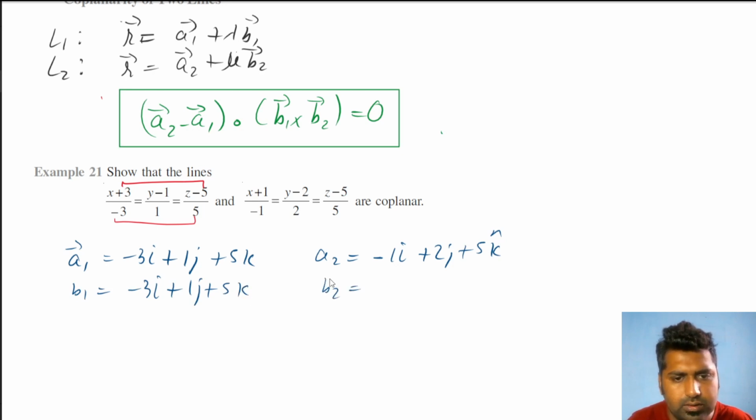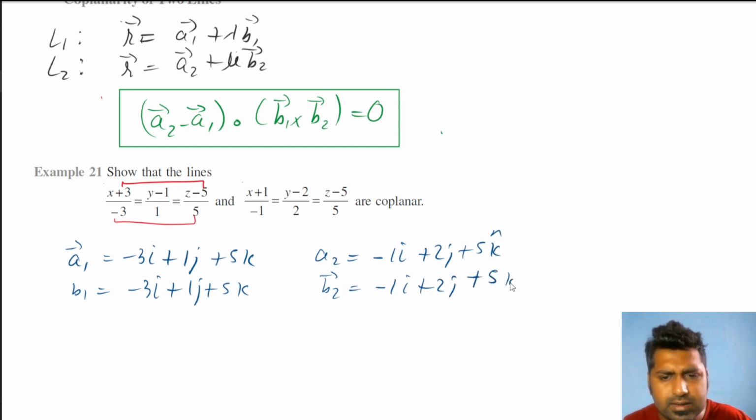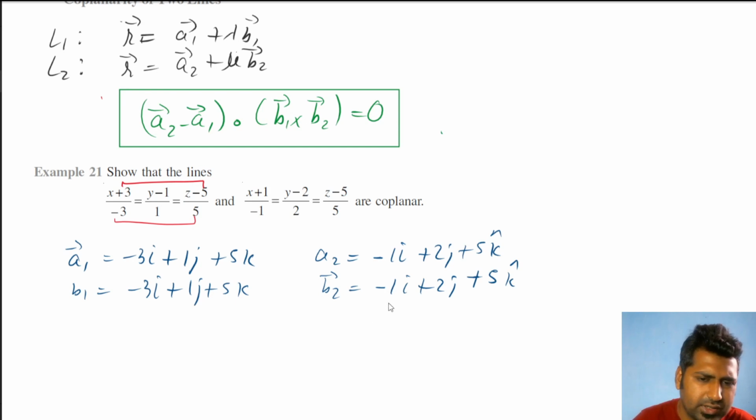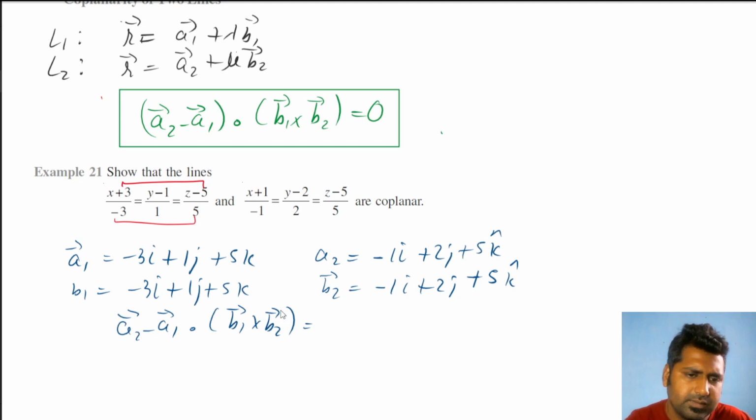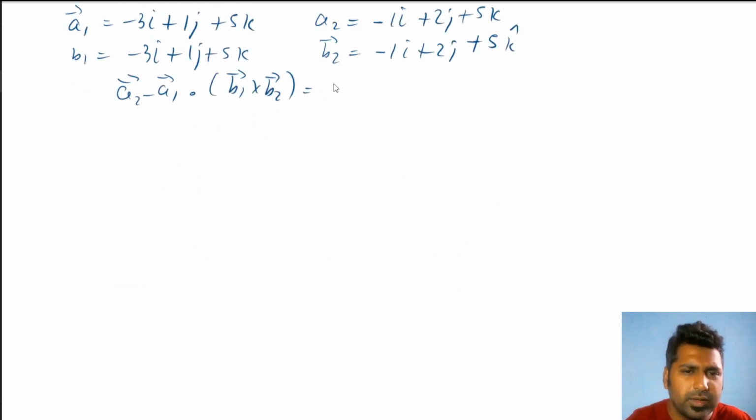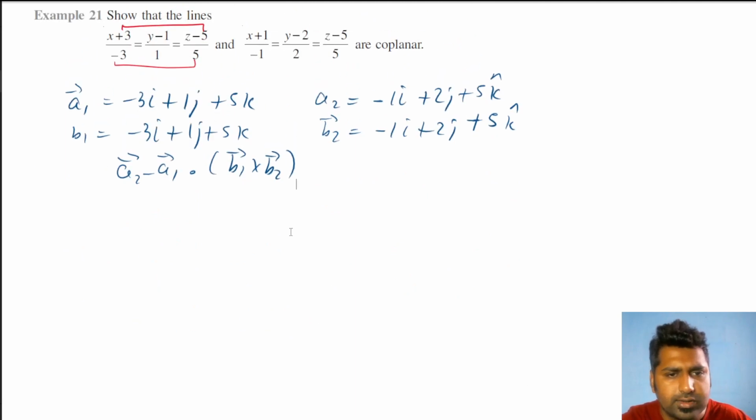b2 vector is minus 1i plus 2j plus 5k. He's asking whether they are coplanar or not, so you will have to check the condition. So calculate your a2 minus a1, do the dot product with b1 cross b2. So you need to calculate b1 cross b2 first. I'll teach you one direct way that is actually in the Cartesian form, but I'll teach you how to convert and solve this in one go.